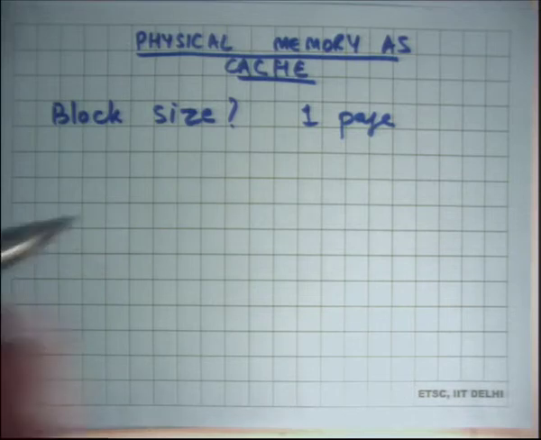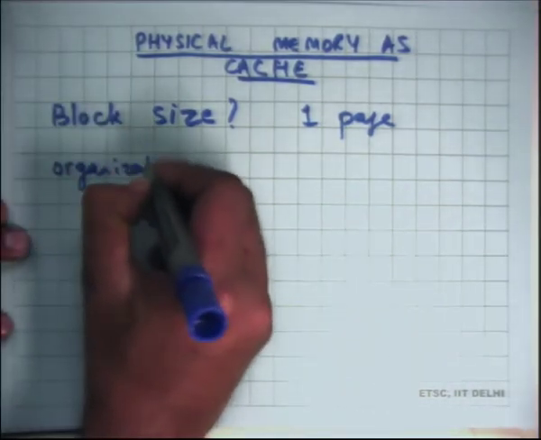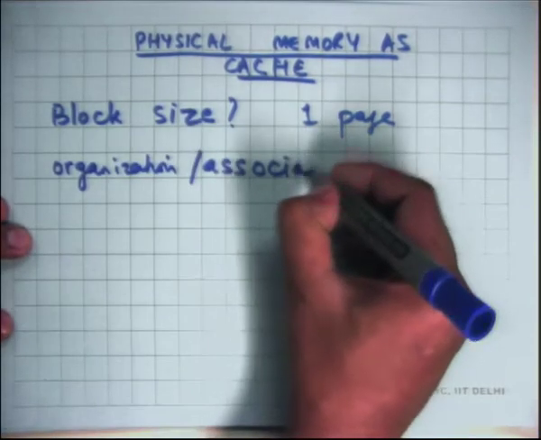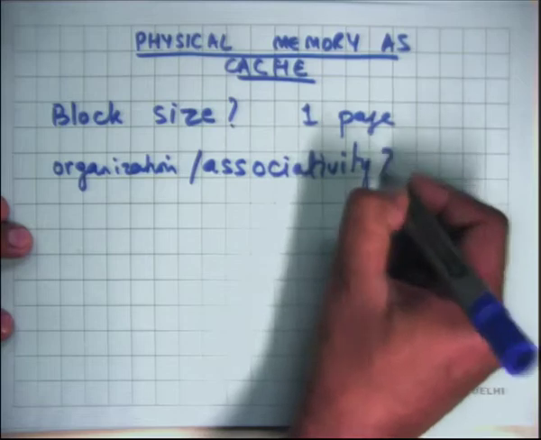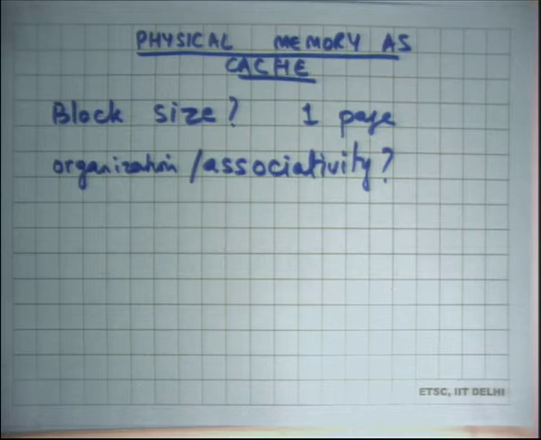The other thing is, what is the organization of the cache? By organization, I mean associativity. In your computer architecture course, you must have studied that a cache can be direct mapped, set associative, or fully associative. So what do you think makes most sense in this case? Should you have a direct mapped cache or should you have a fully associative cache?